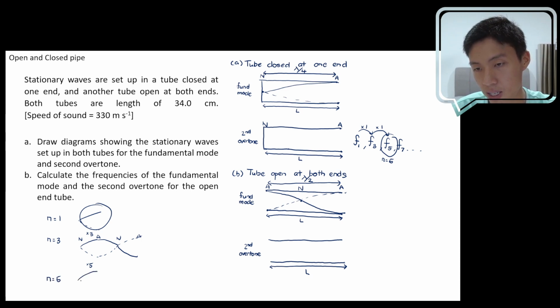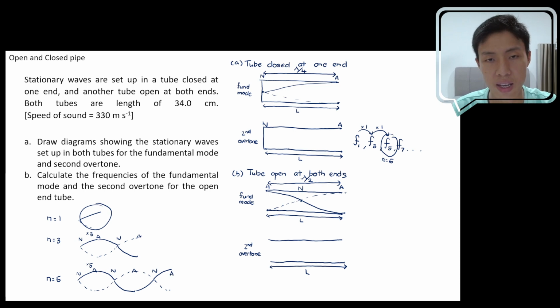You see it happen once. You see it happen twice. The third time you are going to see it. The fourth time you are going to see it. The fifth time you are going to see it. This is how the pattern should look like. So there's node, antinode, node, antinode, node, antinode. So you can put it in NA, NA, NA. Node is at the middle. Antinode, you're at your maximum.